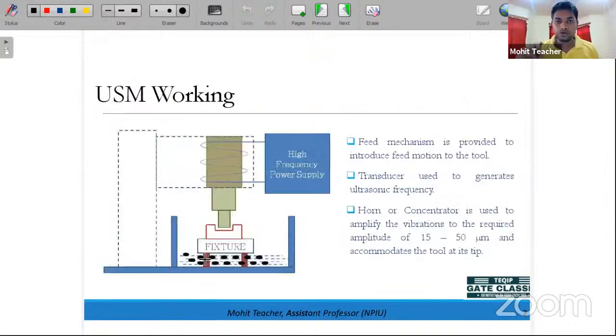Okay, let's move to the working part. Here we are using a pump. This is the container, and this is the water inside it, and the black is the abrasive particles. The pump is connected with hoses, like tubes, that will pump this abrasive slurry in between. Sorry, it's not here, it's here.